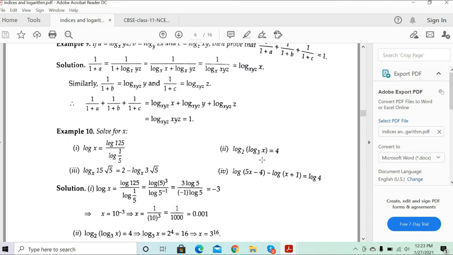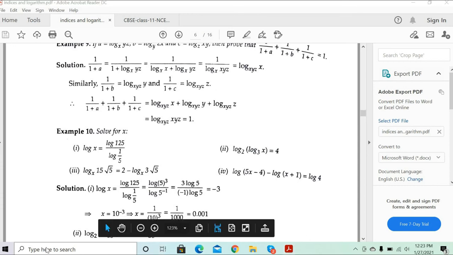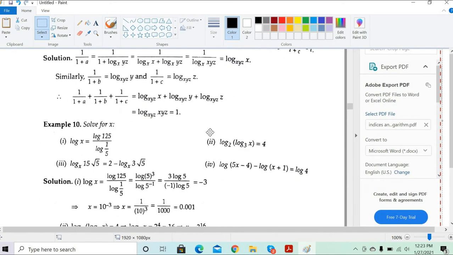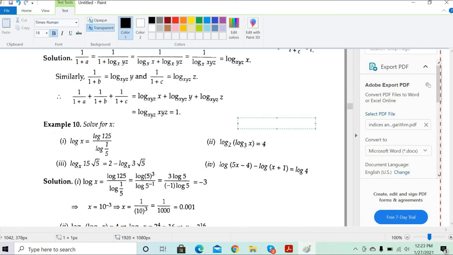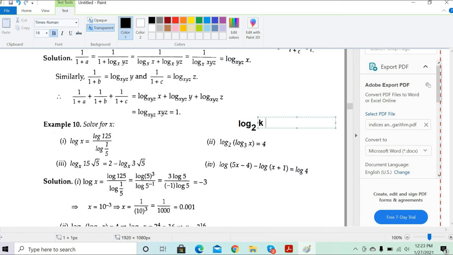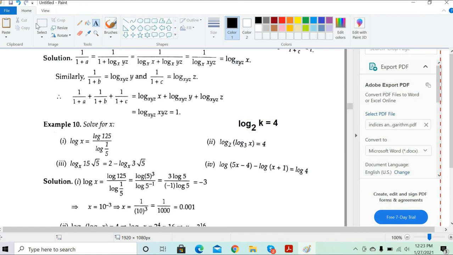So can't we change 4 as log 2 4? You cannot change it because see, this log 2 is the base and this log 3x is the other data on which you want to take the log for this base. So when you represent the entire thing in the exponent form, I'll just tell you how it'll be written. Log to the base 2 and I put it here as k is equal to 4. Is it okay? Can I say that like this?